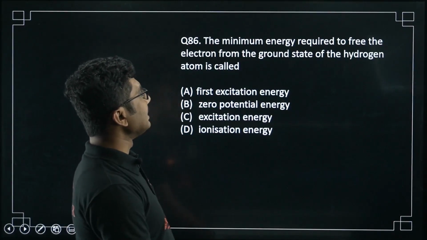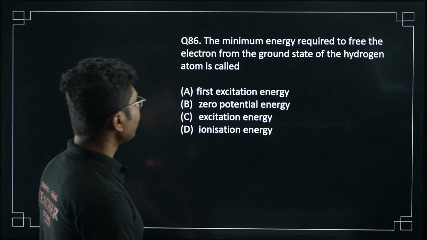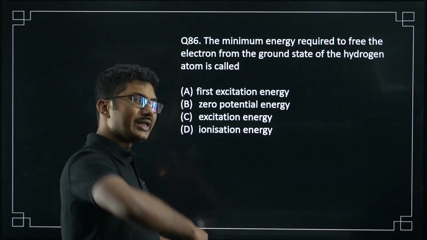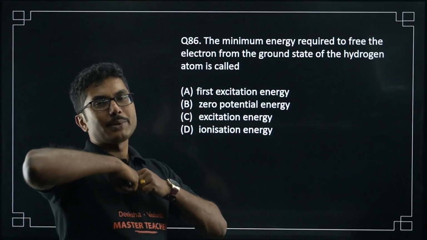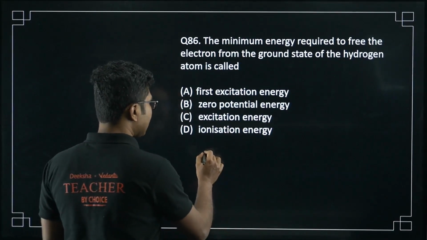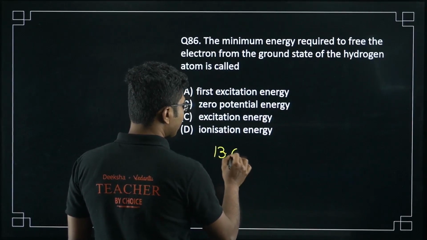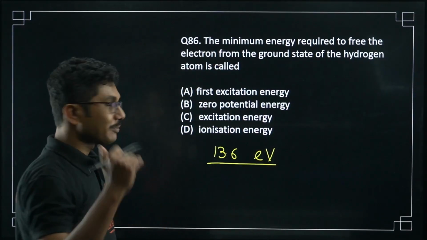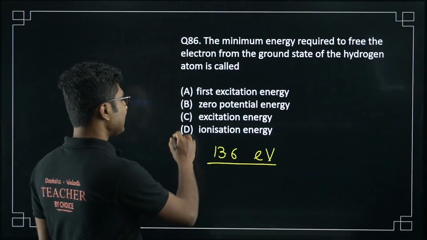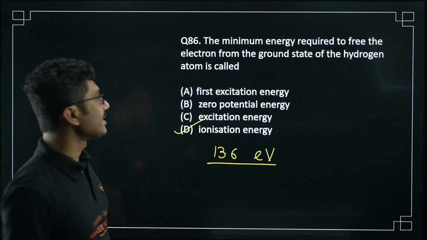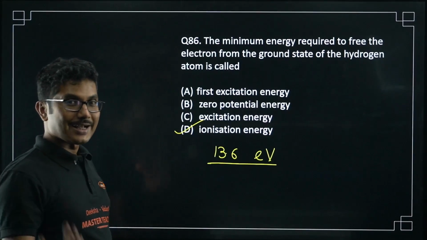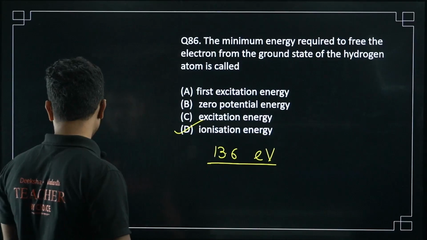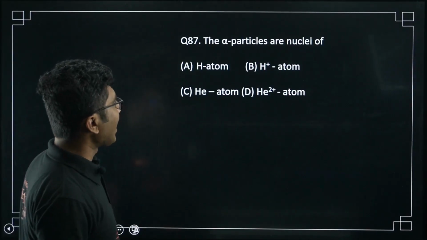The minimum energy required to free the electron from the ground state of hydrogen atom is called? So if you want to free the electron, that means you are completely taking it out of the atom. That means 13.6 electron volt you are supplying. If you are good in chemistry, you should know this value is called ionization energy. Okay, it is not excitation energy, it is not zero potential energy, it is the ionization energy. So if you give this energy, the electron will be free.